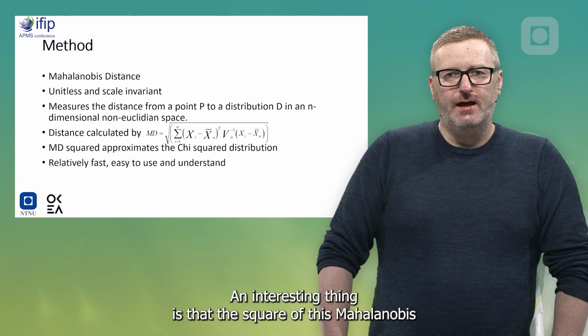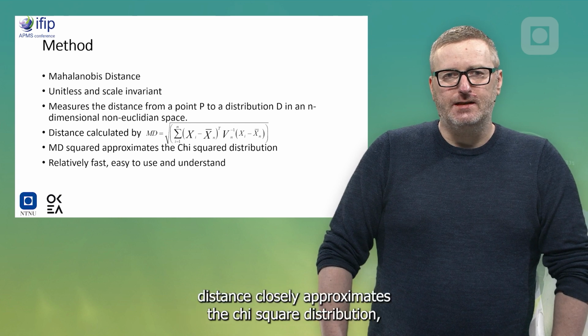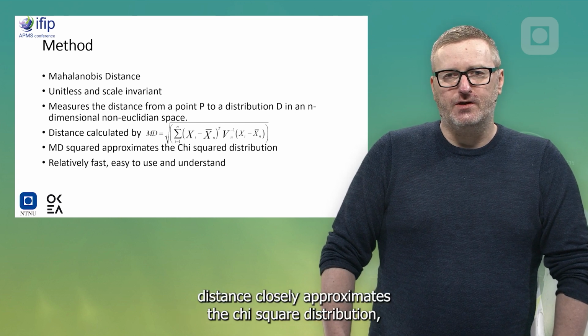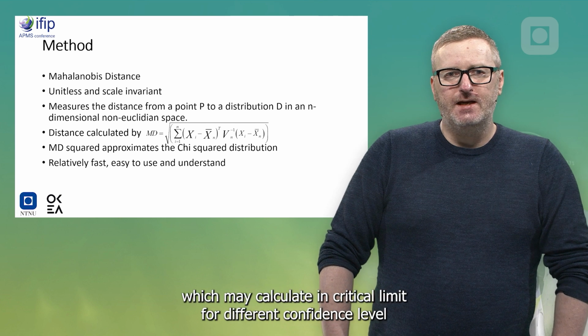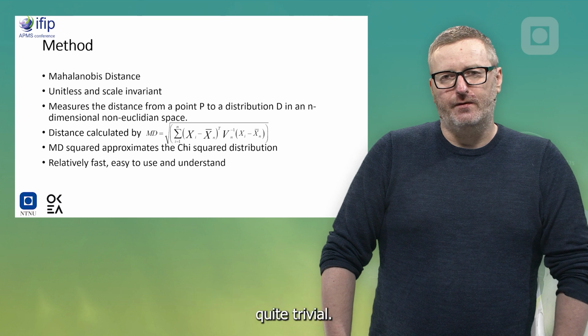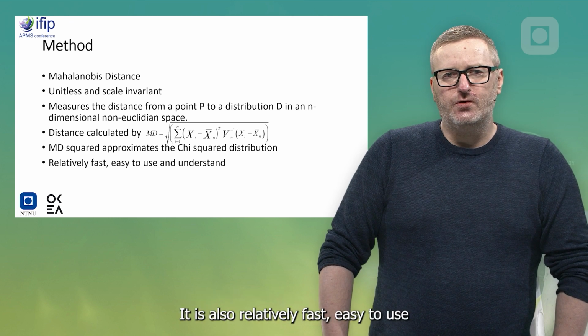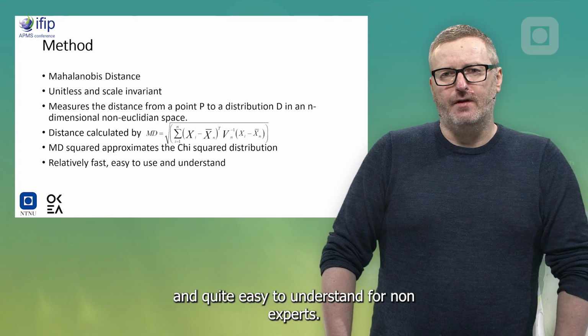An interesting thing is that the square of this Mahalanobis distance closely approximates the chi-square distribution, which makes calculating critical limits for different confidence levels quite trivial. It is also relatively fast, easy to use, and quite easy to understand for non-experts.